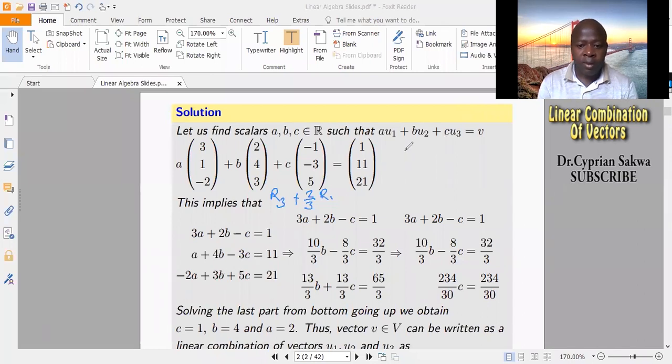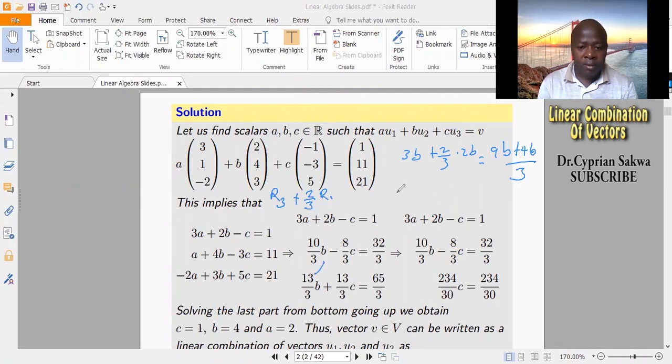I have 3B plus 2 over 3 of row 1, 2B. Of course, the LCM will be 3, and this will be 9B plus 4B, which gives us 13B over 3. 13B over 3 is what you see.